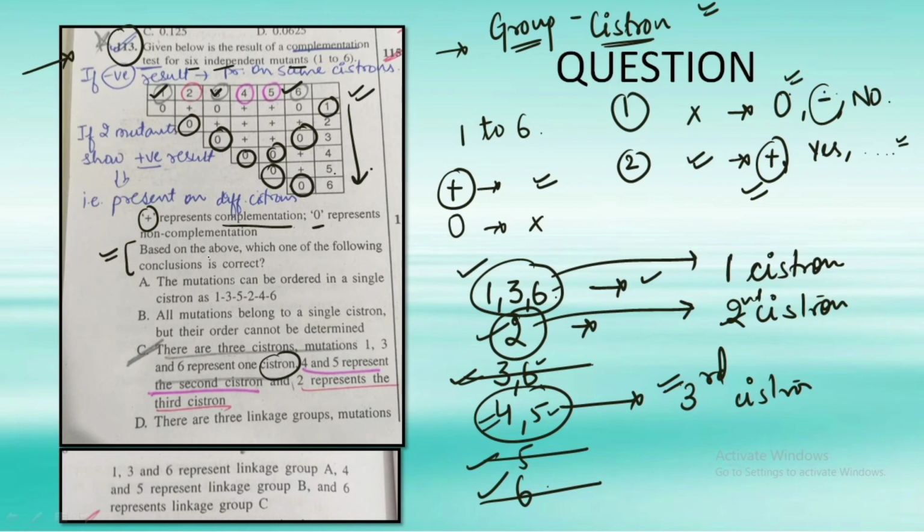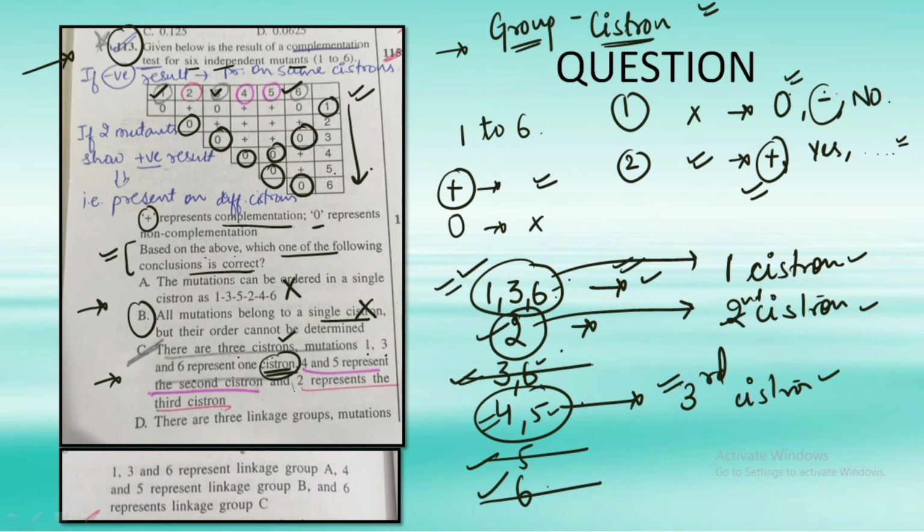So we have to find out that based upon the above, which of the following conclusions is correct. We have already found the conclusion. We have to match it with the options given. The first option says that the mutation can be ordered in a single cistron this way, which is an incorrect statement as we have just discussed. The second option says that all the mutations belong to a single cistron. Incorrect statement because we have identified 3 groups or 3 cistrons. The third option says that there are 3 cistrons present. It is correct. Why? Because we have identified 3 cistrons. And then it says 1, 3 and 6 represent the first cistron, which is a correct statement.